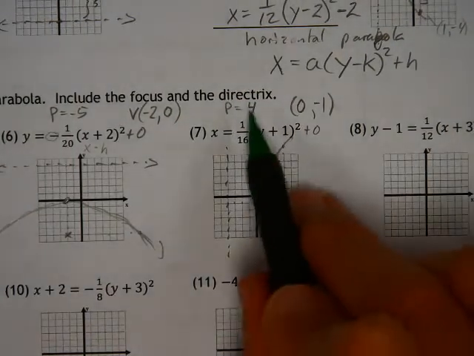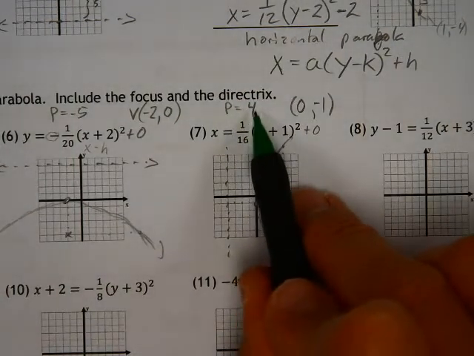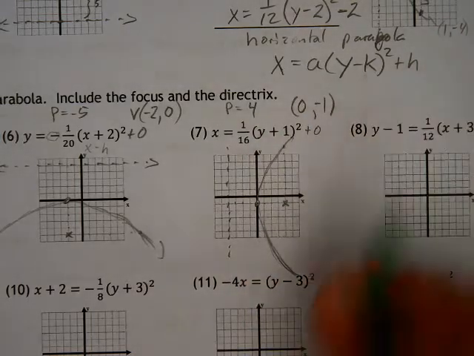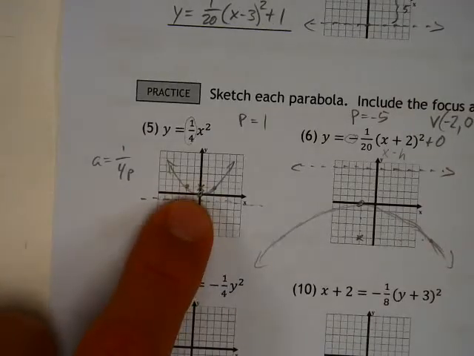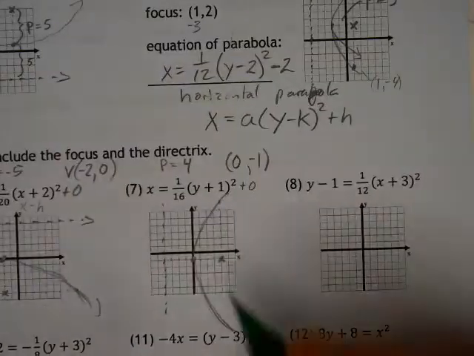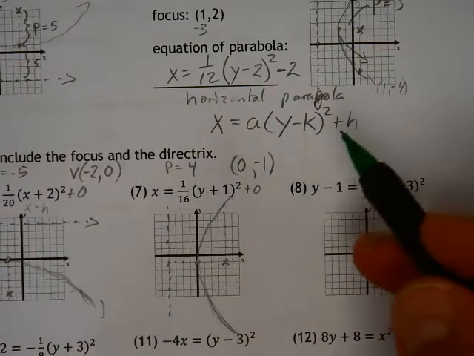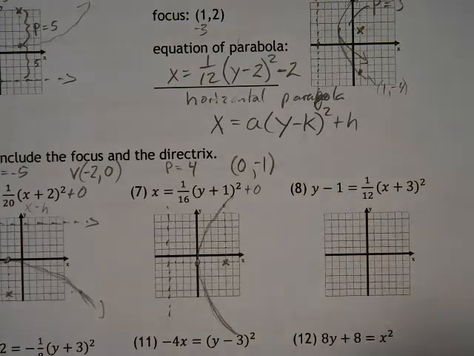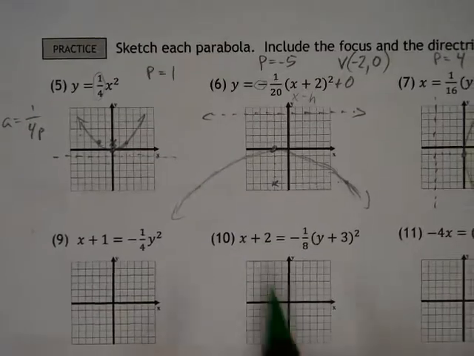And really, the bigger P is, the wider it's going to be. Okay, we saw a pretty narrow parabola back here when P was equal to 1. This is much wider because P is equal to 4. But that's our graph. Let's look at number 10 here too now.